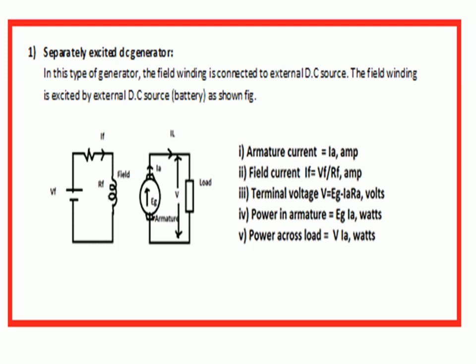IA is the armature current flowing in the armature, and the field current is IF. IF equals VF divided by RF, where RF is the resistance of the field winding. Terminal voltage is available as V volts, the voltage available at the terminal. The voltage available inside the armature is known as EG, the generated EMF. Along with this, you have to remember the circuit diagram and relations.